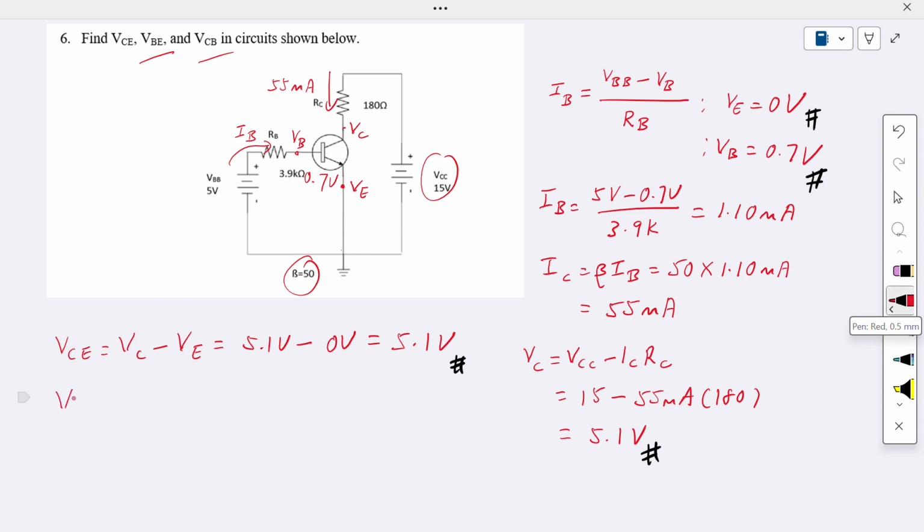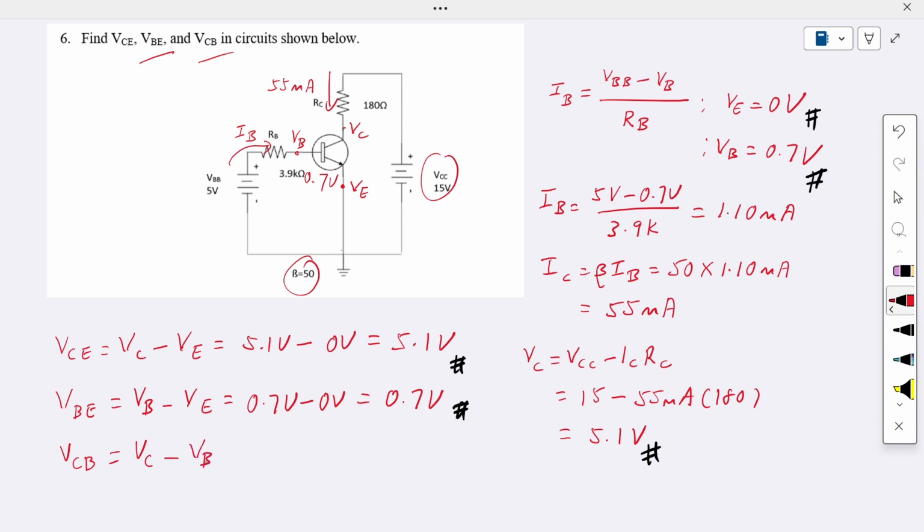Then we find the inter-terminal voltage base-emitter, which is VB minus VE. VB is 0.7 volt minus 0 volt. We get 0.7 volt. That is the inter-terminal voltage between base and emitter. Last, we need to find the inter-terminal voltage between collector and base, VC minus VB. VC is 5.1 volt, VB is 0.7 volt. So here we get 4.4 volt.